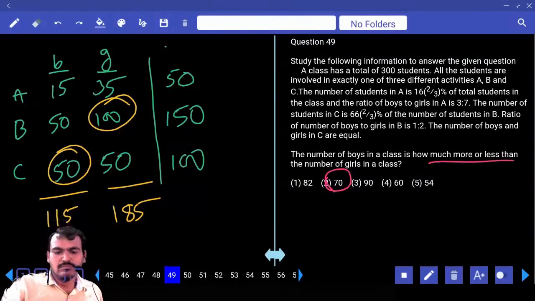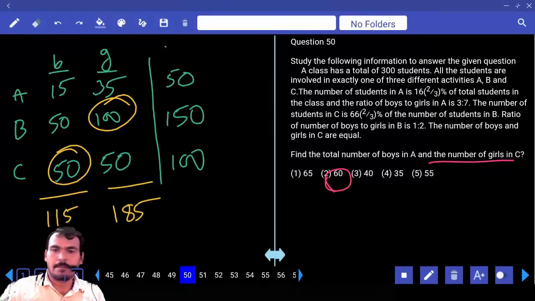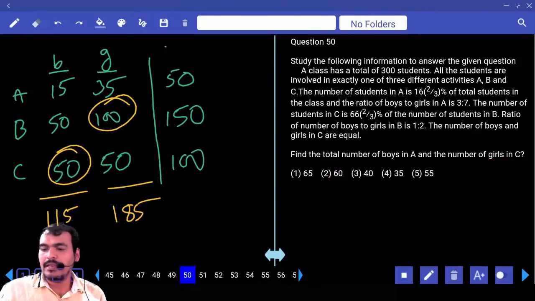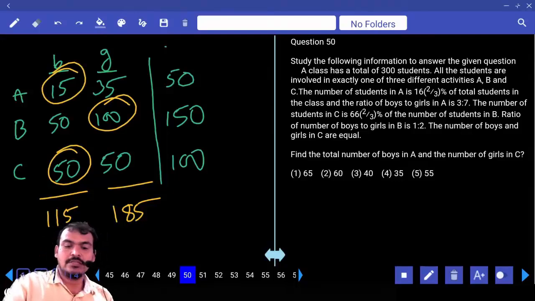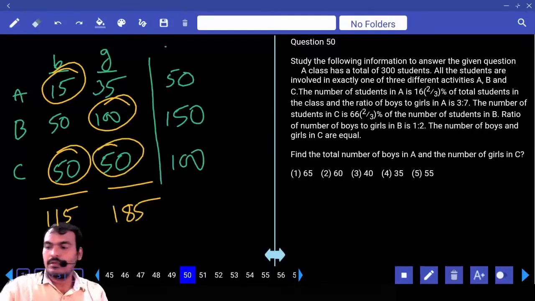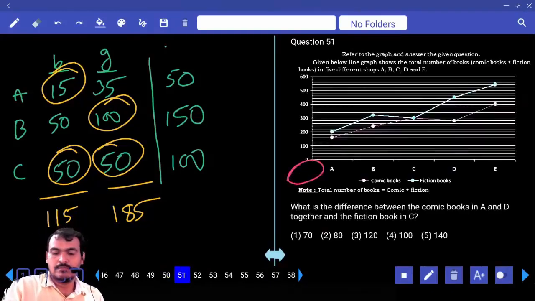Next, 50. Find the total number of boys in A and number of girls in C. Boys in A 15, girls in C 50. Sum will be 65. Which option? First one.